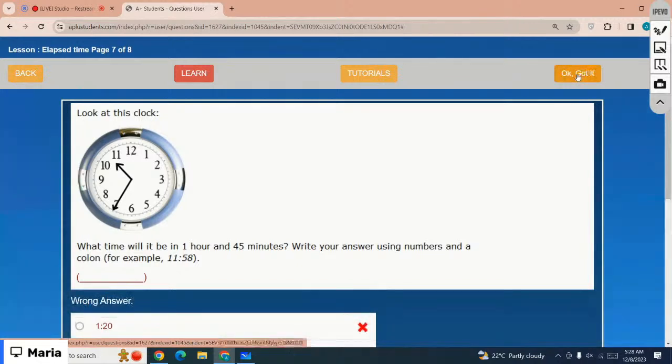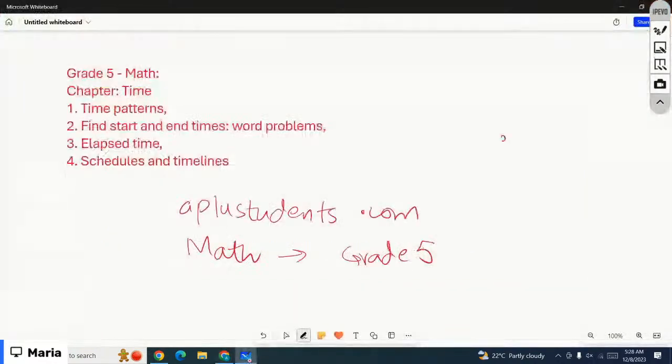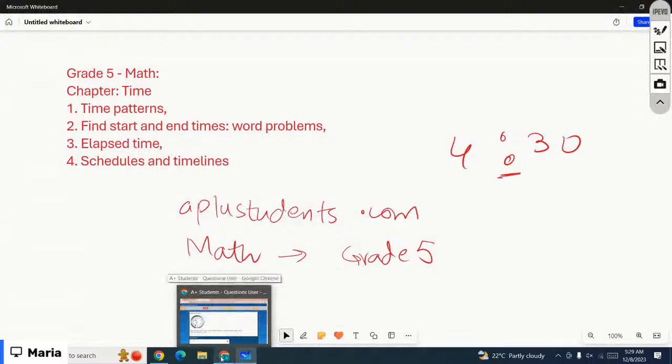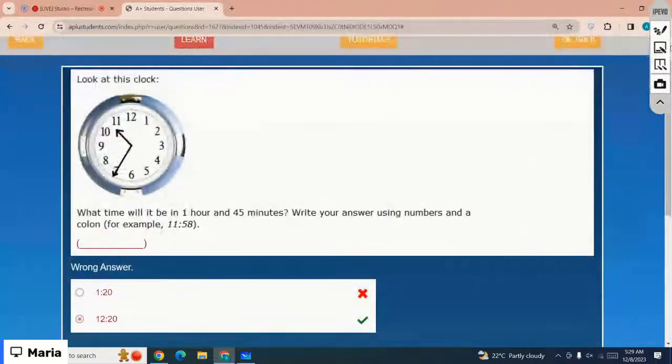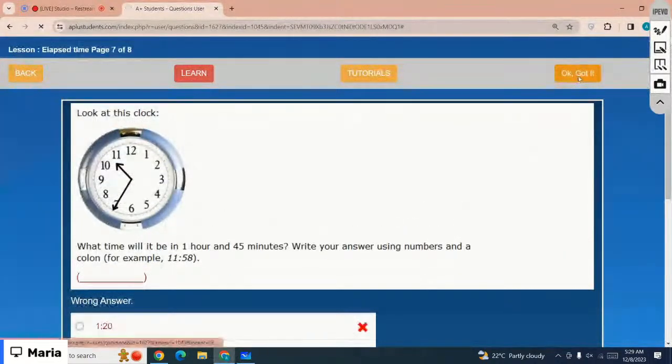This sign, this is the colon you put between the time. This one, like 4:30. This is the colon sign, right? Don't be confused. This is just a colon. Oh yes, that is 12:20, not 1:20. The correct option is 12:20.